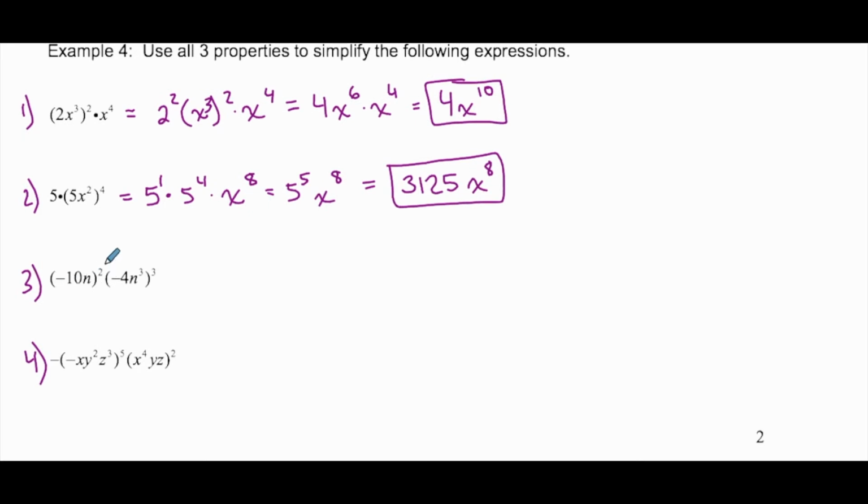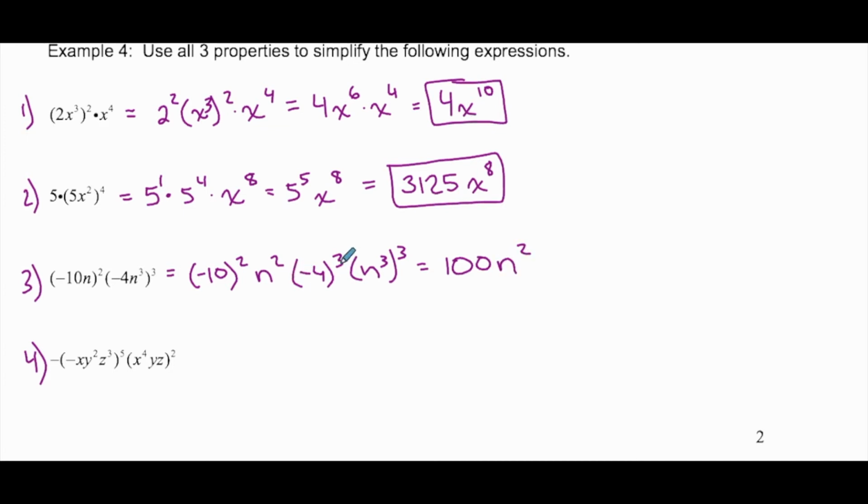Negative 10n squared times the quantity negative 4n to the third. Ooh. If I square this, I get negative 10 squared times n squared. If I cube this, I've got negative 4 to the third times n to the third to the third. That's messy. Negative 10 squared is 100. I'm going to leave the n squared alone.